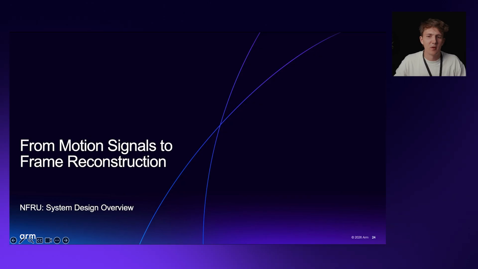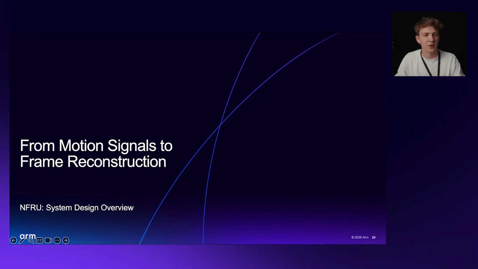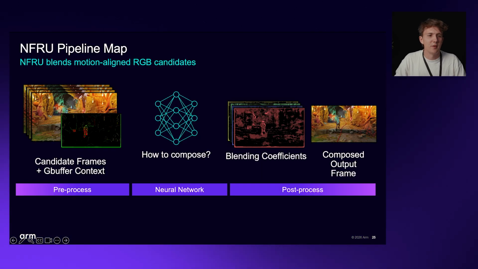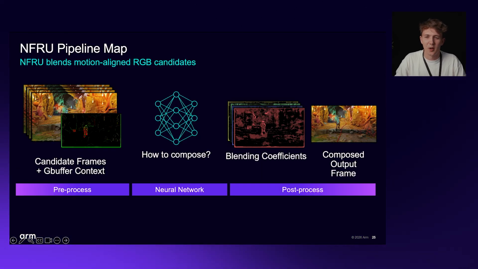Up until now, we've looked at the different motion signals available to NFRU and why both are needed, but let's look at the actual system design, and how NFRU uses these signals to reconstruct the intermediate frame. This is the full NFRU pipeline at a glance. I'll quickly run through this at a high level before we look more at the individual stages.